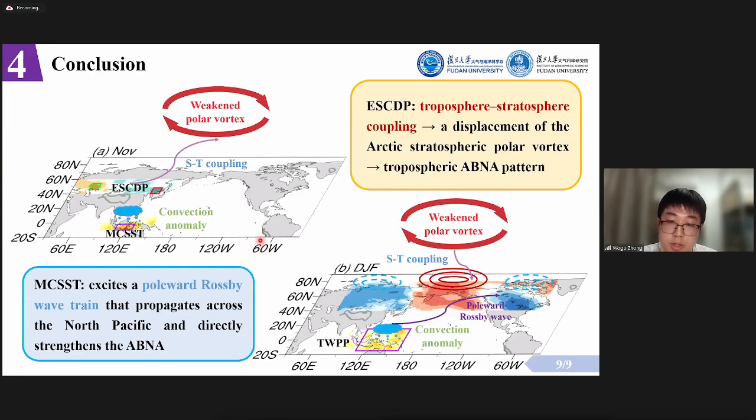The winter ABNA is an important teleconnection pattern. The extratropical origin of the ABNA is Eurasian snow cover. The ESCDP can induce troposphere and stratosphere coupling processes and lead to a displacement of the stratospheric polar vortex. The tropical origin of the ABNA is the Maritime Continent SST. It could lead to a poleward propagating wave chain and directly strengthens the ABNA. And these two precursors have important implications for seasonal prediction of winter climates.